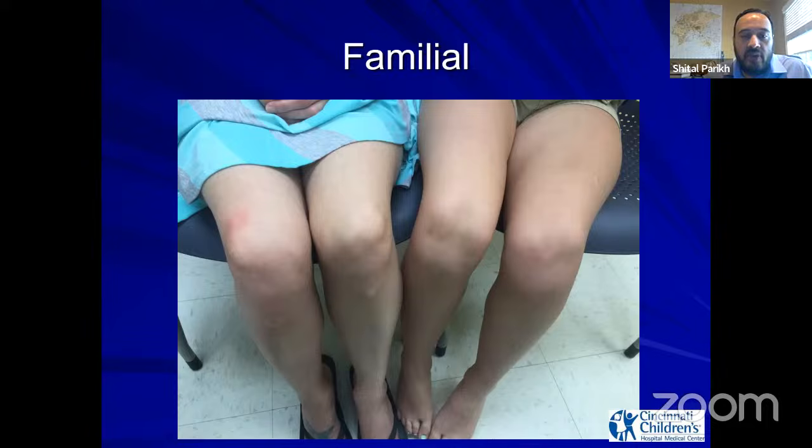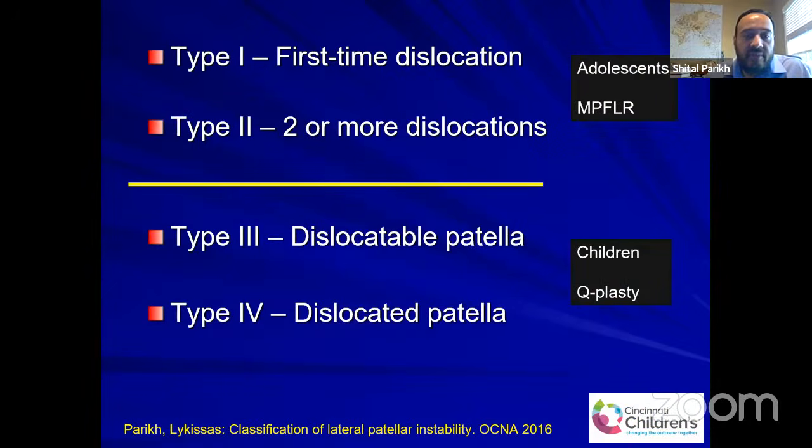Not all permanent dislocations have an associated syndrome, and not all syndromic patients have to have a complex instability. They can still present with an episodic dislocation like type 1 or 2. This can run in families, as seen here. Both the mother and the daughter have dislocated patella.